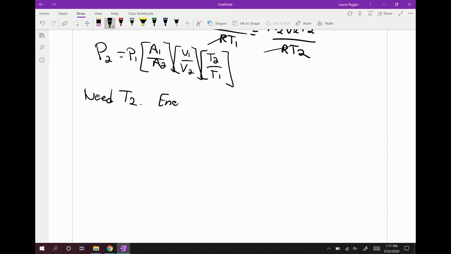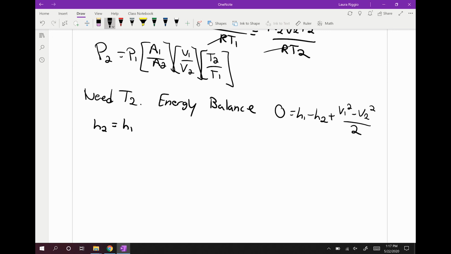To get T2, we're going to do our energy balance, neglecting heat transfer and potential energy. We're going to get that 0 is equal to H1 minus H2 plus (V1 squared minus V2 squared) over 2. So we get H2 is equal to H1 plus (V1 squared minus V2 squared) over 2.